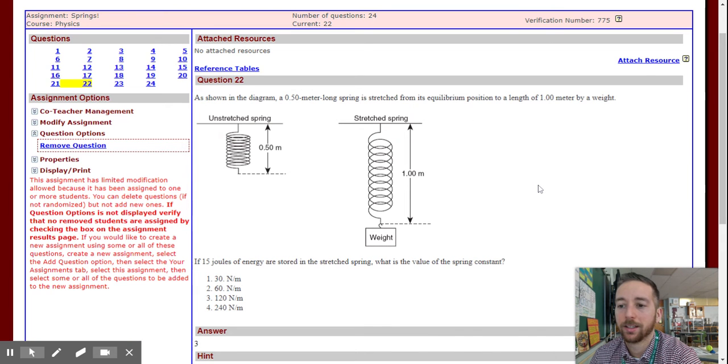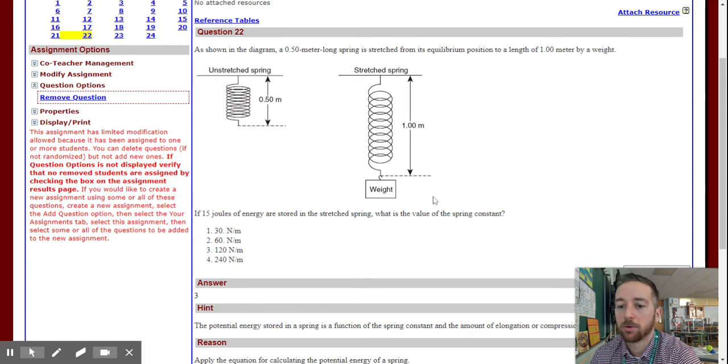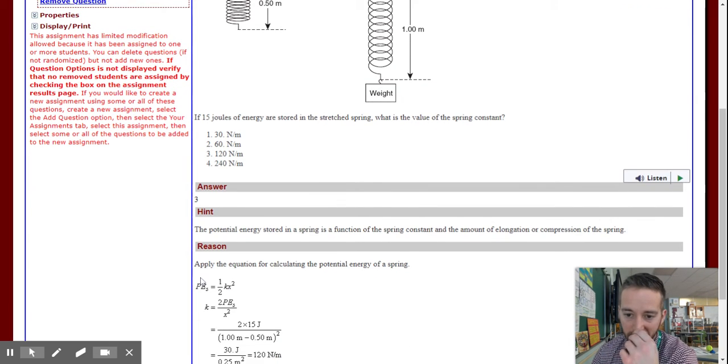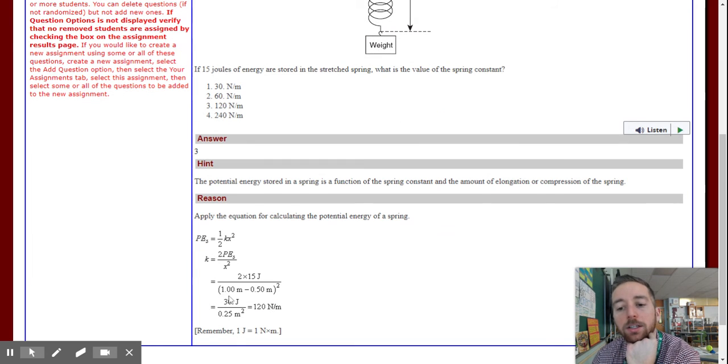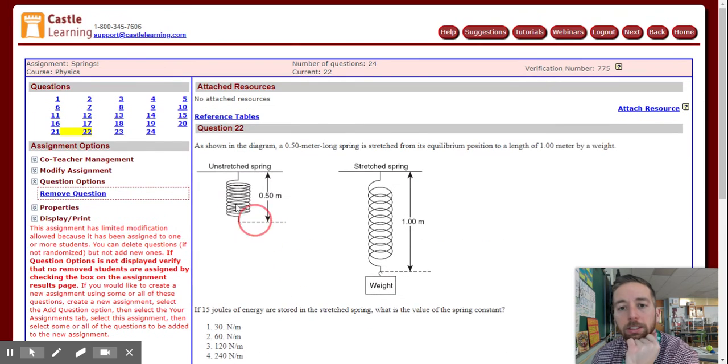All right, last 3. We start at 0.5, we go to 1, so our distance we stretched is 0.5. 15 joules of energy, what's the spring constant? All right, they gave us energy, they want K, we know X. Substitute in. Here they show you how they came up with X. Get your answer.